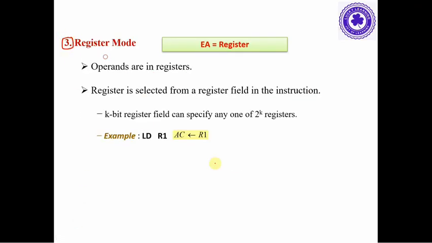Third one, register mode. In register mode, operands are in the CPU registers. The register is selected from a register field in the instruction, and we use a k-bit address for addressing 2 power k registers. Let us say LOAD R1. It means the R1 value is loaded into the accumulator. Now I can say this example is also an example of implied mode. Why? Because one of the operands is by default, and it uses a register, so this register value is stored into the accumulator. Then we can call it register mode also.